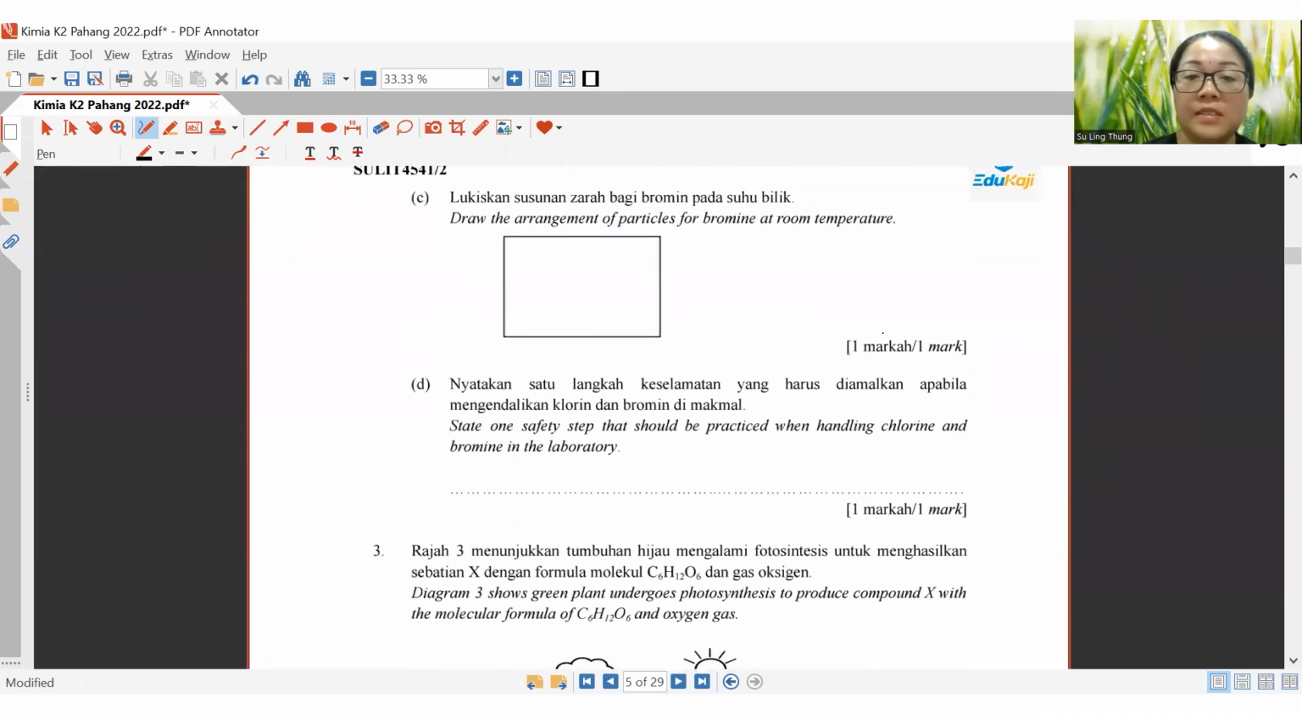Now let's look at 2C. Draw the arrangement of particles for bromine at room temperature. You should already be able to tell me what state halogens are normally at room temperature. Halogens at room temperature are basically in liquid form, but they can undergo sublimation to turn into the gaseous form. So bromine is actually in liquid form.